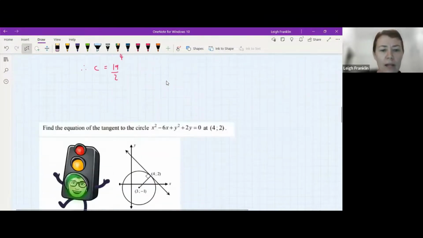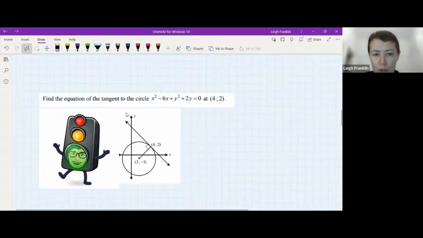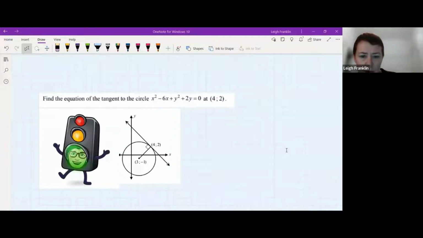Cool. All right. So now, guys, here is one for you to try. Similar, not exactly the same, but similar. I want you to find the equation of the tangent to the circle. The circle is given, the point of tangency is given, and the center of the circle is given. Give that a try.